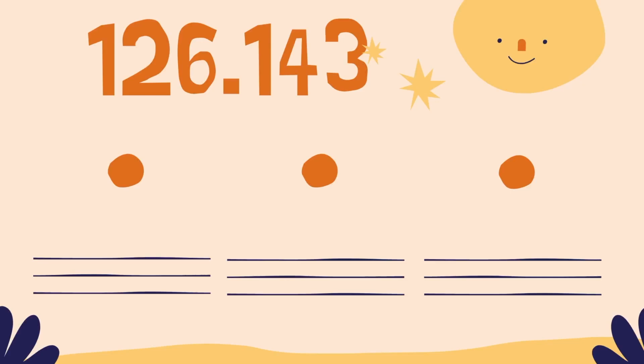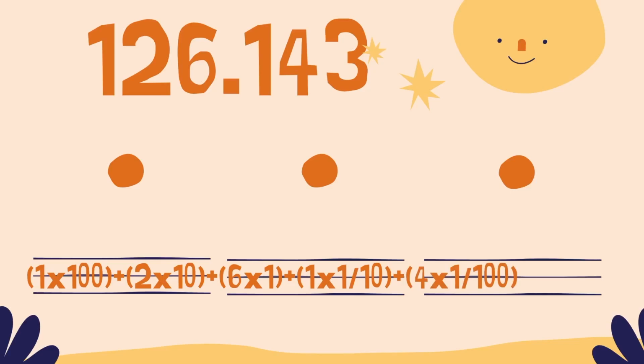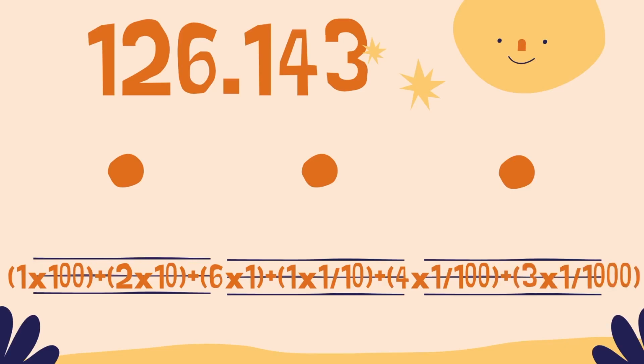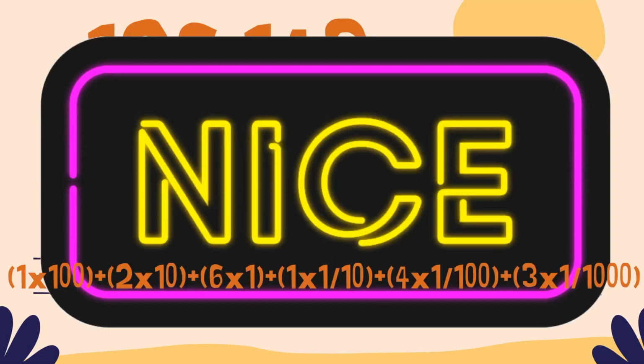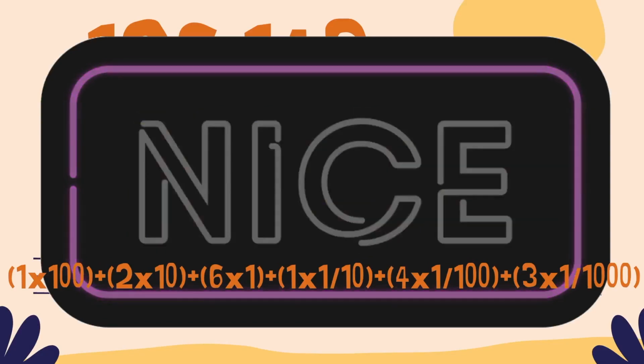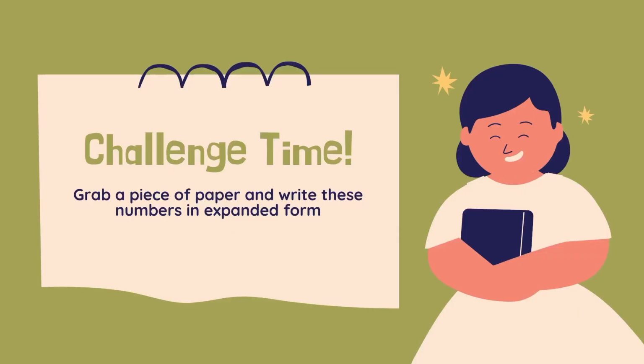126 and 143 thousandths. So there's a 1 in the hundreds place. There's a 2 in the tens place. There's a 6 in the ones place. A 1 in the tenths place. So you can write that as times 1 over 10 like a fraction, or 0.1 for 1/10. A 4 in the hundredths place. I write mine like fractions. I don't know why. I just seem to like that way. And a 3 in the 1,000ths place. So 3 times 1 over 1,000. Nice job! Because that was a super long one for sure.